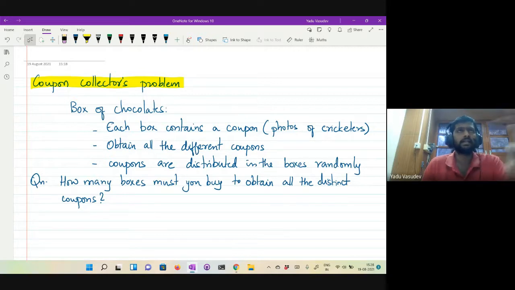So naturally, this is a random variable, right? Because it depends on the coupon that you get when you buy a box, right? And since the coupons are distributed uniformly at random among the boxes, the number of boxes that you must buy is a random variable. And the problem is to analyze this random variable, right? What is its expectation? How likely is it to deviate from its expectation, right? Is expectation a good enough estimate for what actually happens in practice, and so on, right? And that is what we are trying to analyze now.